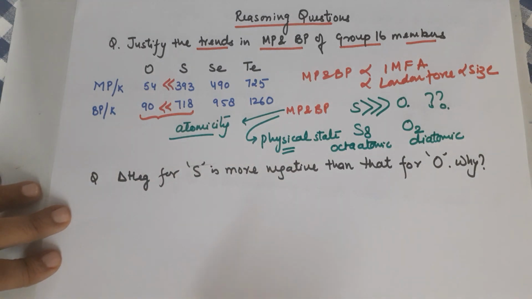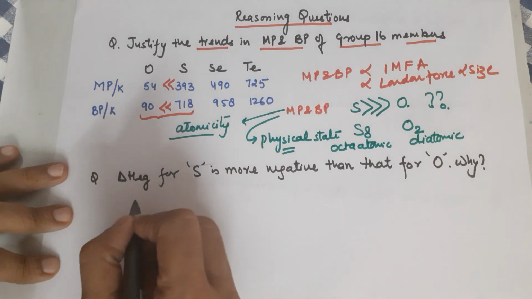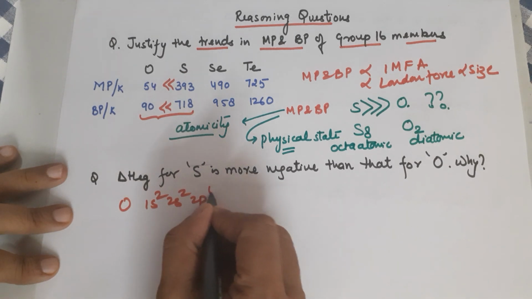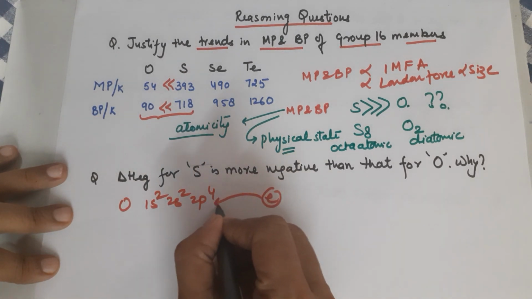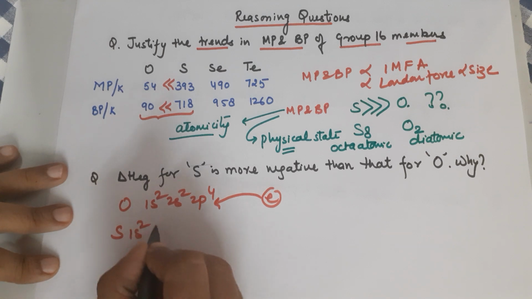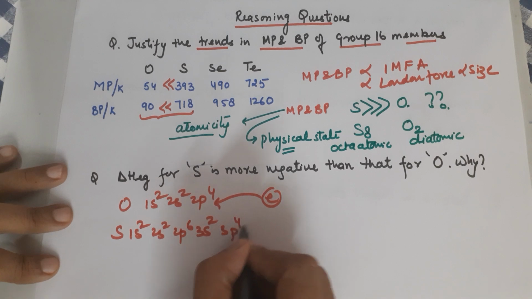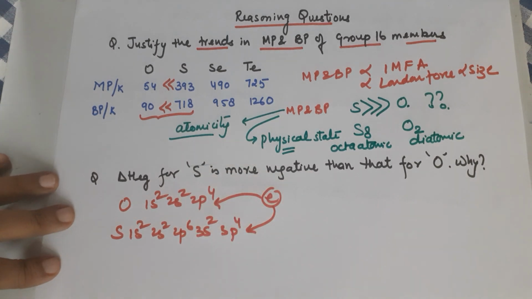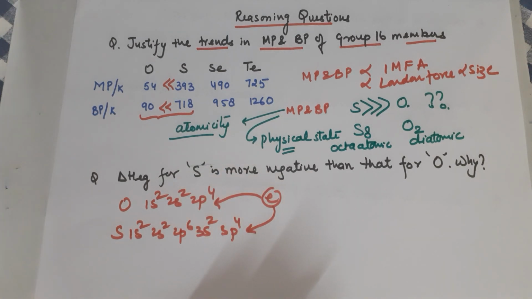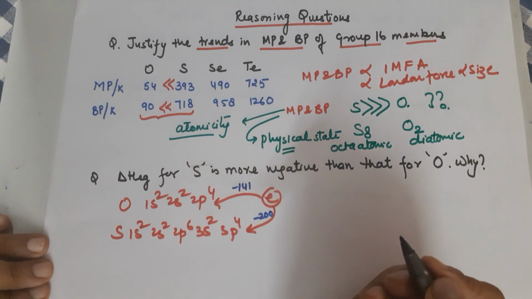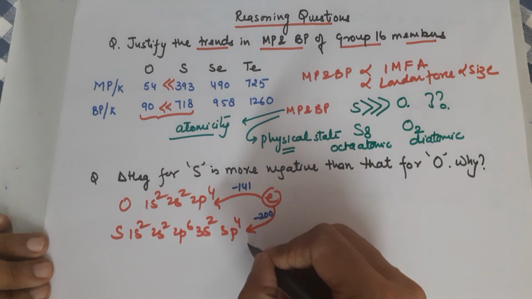Electron gain enthalpy of sulfur is more negative than that of oxygen. We had just done this, but I will still help you out. Oxygen: 1s2, 2s2, 2p4 is where the electron has to enter. Sulfur: 1s2, 2s2, 2p6, 3s2, 3p4 is where the electron has to enter. The values are actually surprising. This value is minus 141, while this value is minus 200 kilojoules per mole, which shows that electron gain is much faster here than here.